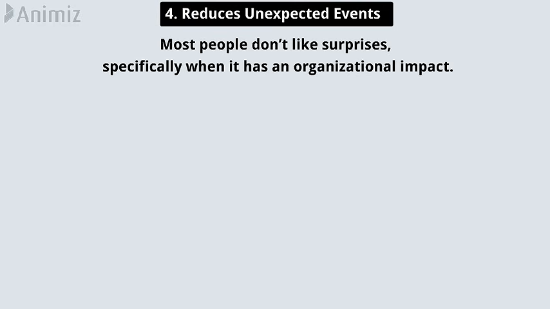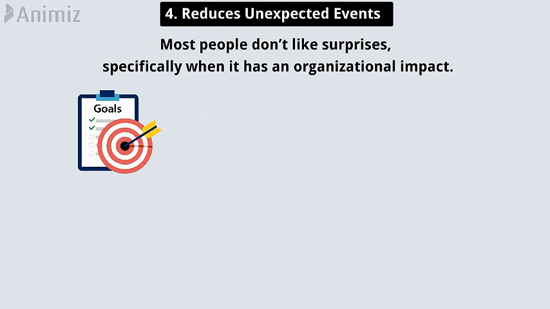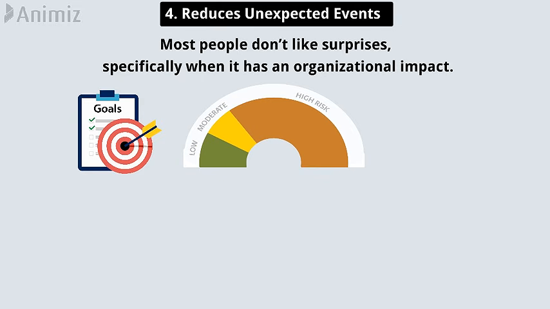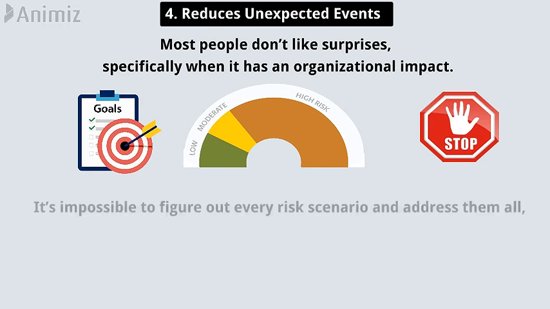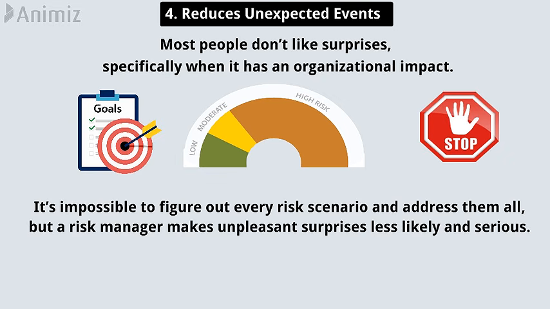4. Reduces unexpected events. Most people don't like surprises, specifically when it has an organizational impact. A risk manager's goal is to find out all possible risks and then work to prevent them. It's impossible to figure out every risk scenario and address them all, but a risk manager makes unpleasant surprises less likely and serious.